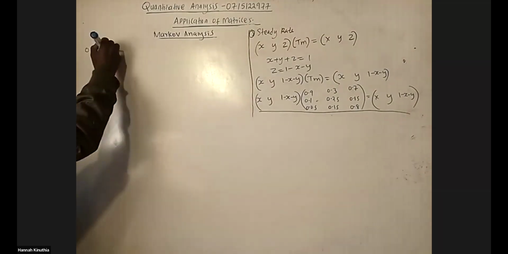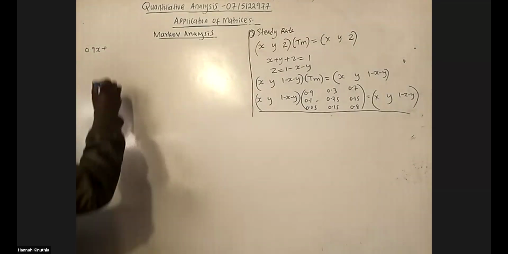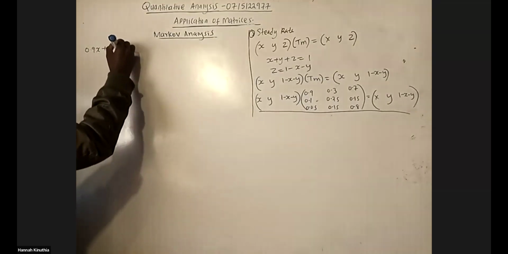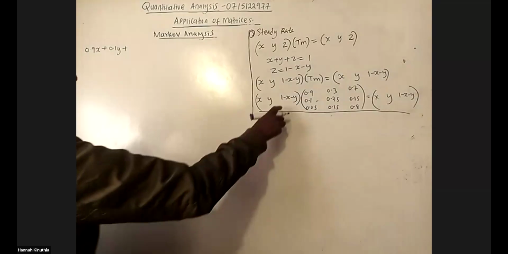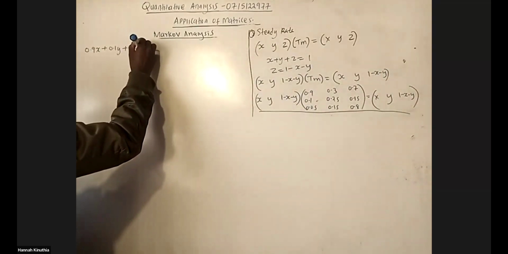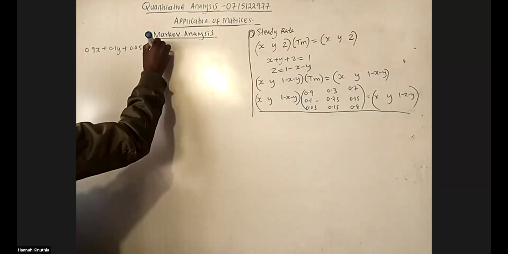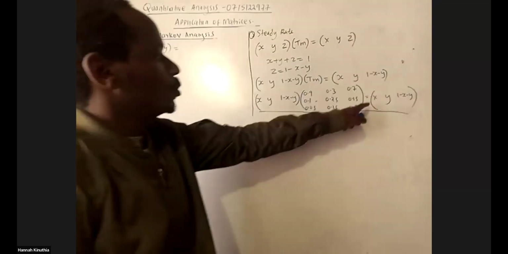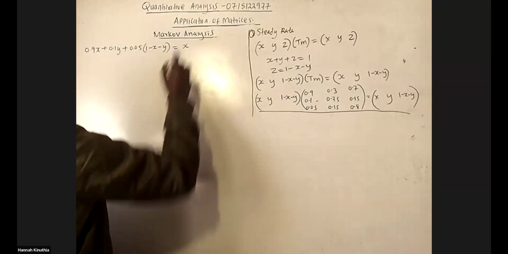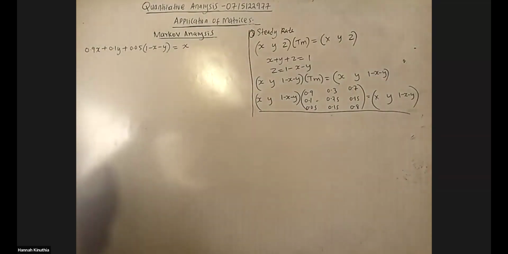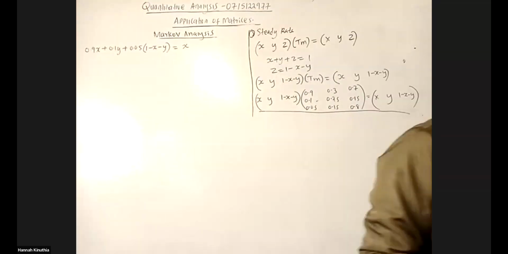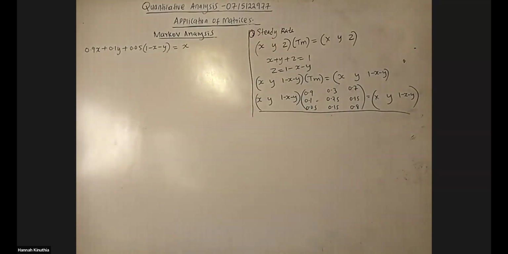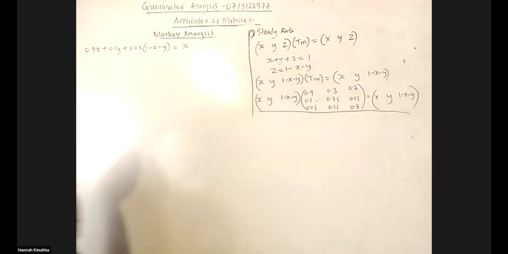and then plus 0.1 times y plus 0.05 into bracket 1 minus x minus y must be equal to what? It must be equal to our x. That's equation number 1. Let us enlarge the equation and then minimize it. So it's the same.